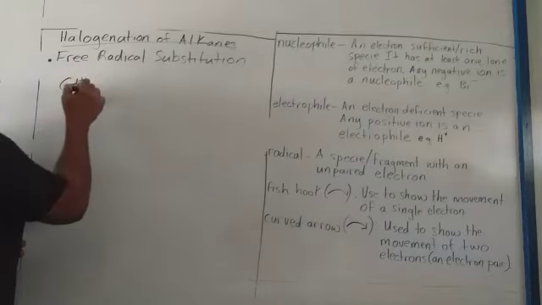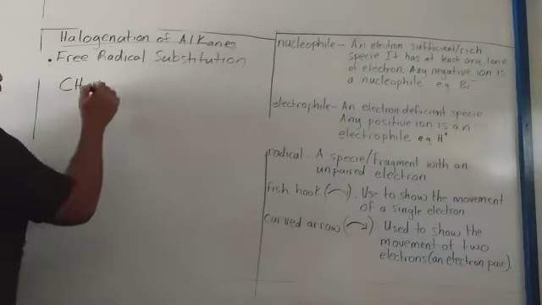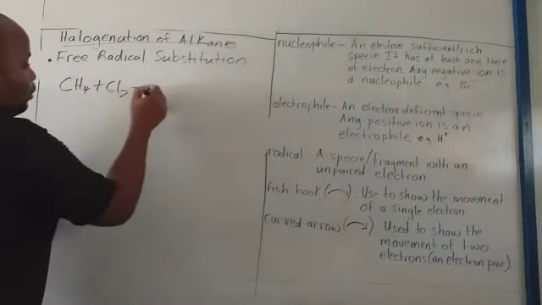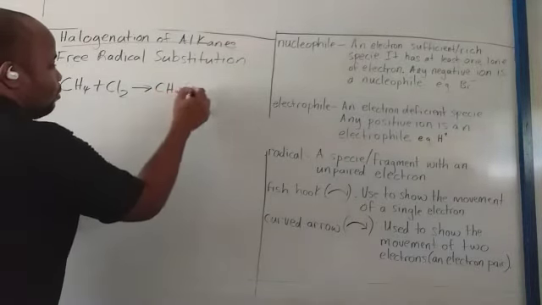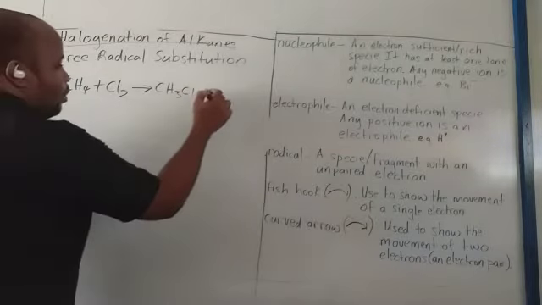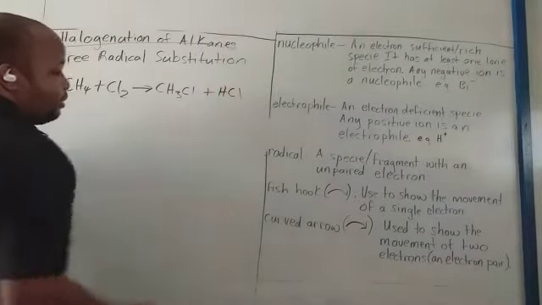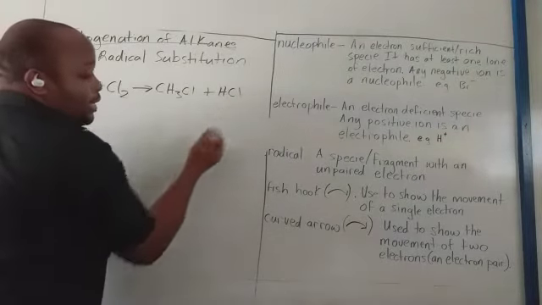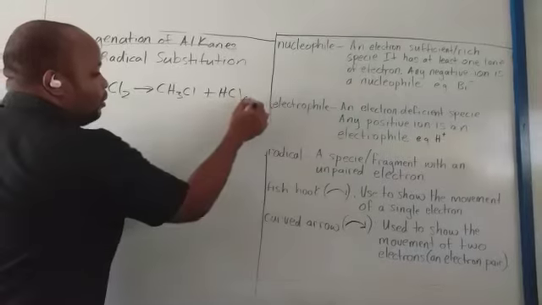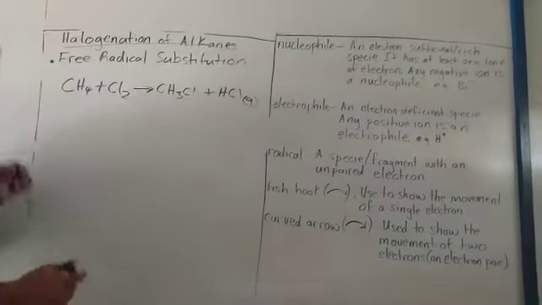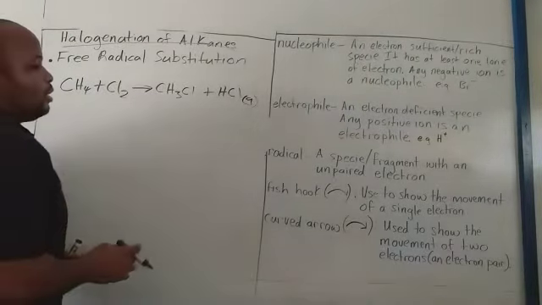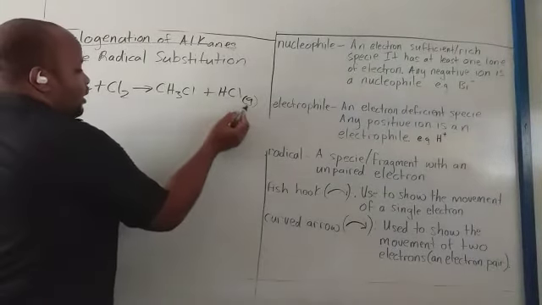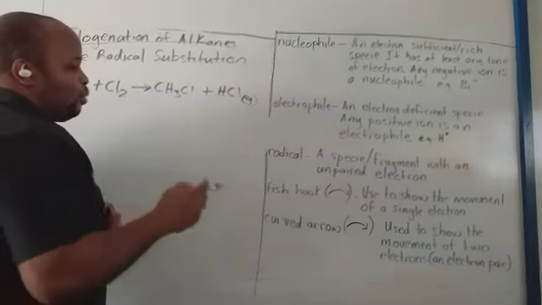If you react methane with chlorine, you will get chloromethane plus hydrogen chloride. Let me just point out this: HCl, when it's in the gaseous state, it's hydrogen chloride. So don't look at HCl and say it's hydrochloric acid. When it's in the gaseous state, it's hydrogen chloride.